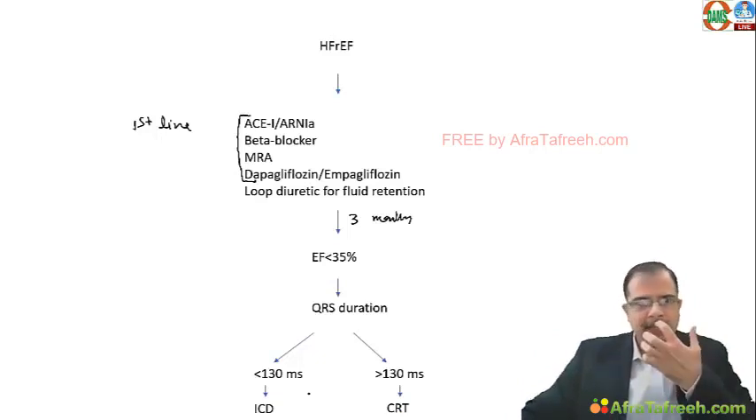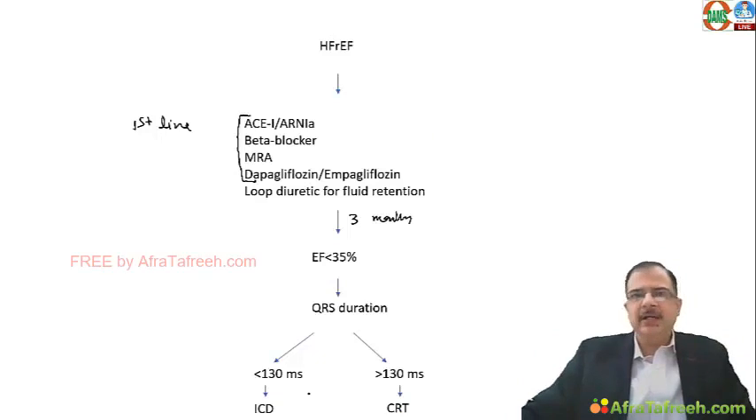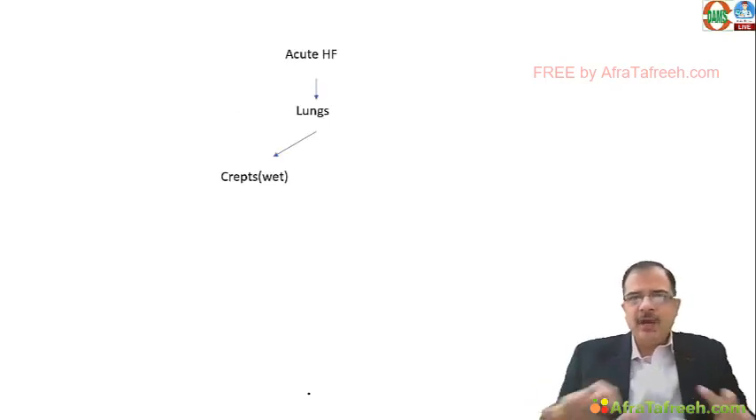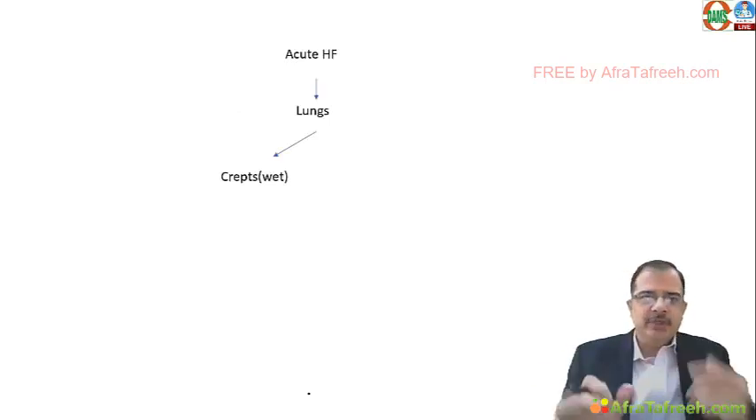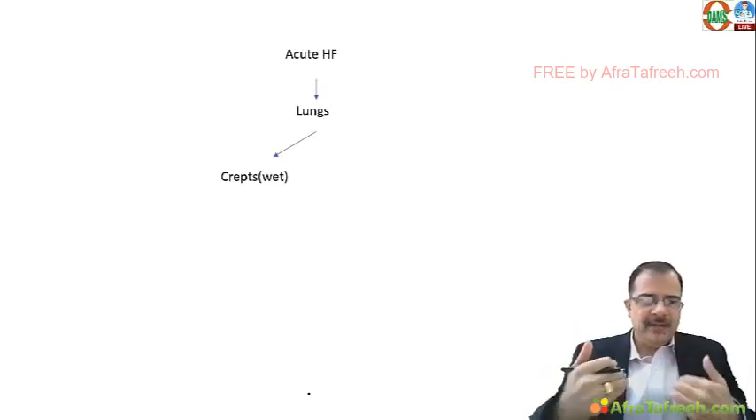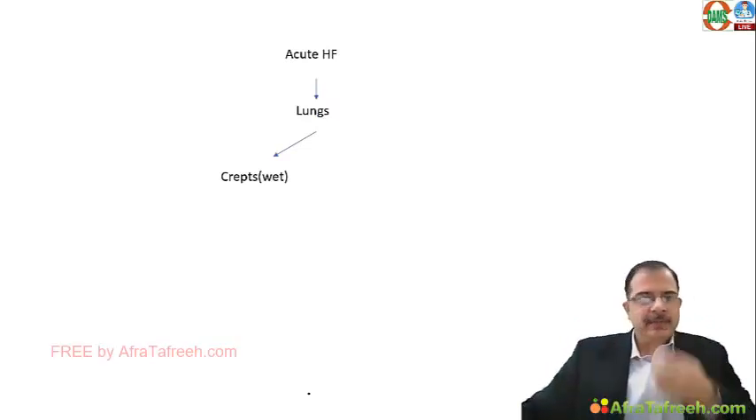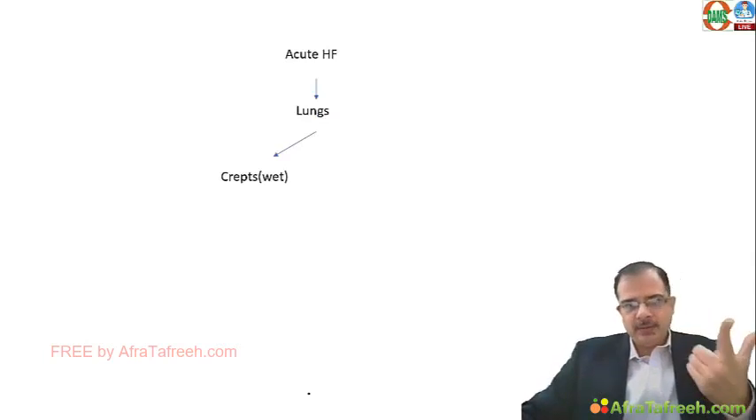So this is the simplified guideline of heart failure with reduced ejection fraction, and most likely you will get a question on this. While for acute heart failure, the guidelines are the same. They have not changed. In acute heart failure, if lungs are congested, there is edema in the lungs, so the patient will die of hypoxia. So lungs are wet.